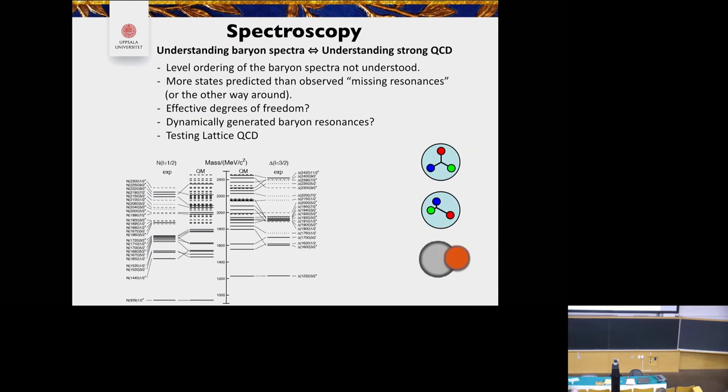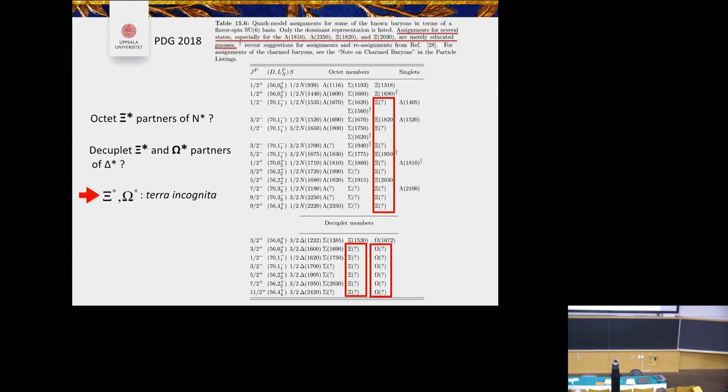Last topic, a few words on spectroscopy, because understanding the baryon spectrum is also equal in a sense to understanding strong QCD, because there are many unknowns still there. The level ordering of the spectra is not understood, and there are more states predicted by theory than observed, or the other way around. And what are the relevant degrees of freedom? Do you have a three-quark system? Do you have a quark, di-quark, quark system? Or do you have rather dynamically generated systems, like a molecular system? And you can also test lattice QCD. And very little is known, in particular on the strange hyperons and double strange hyperons.